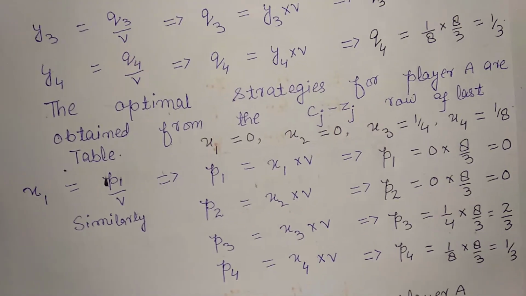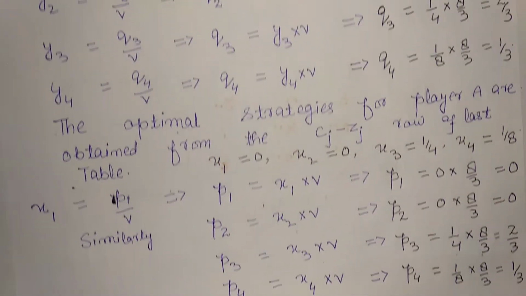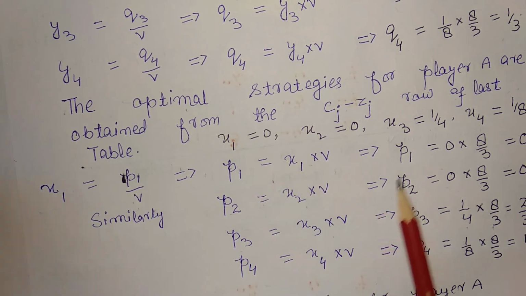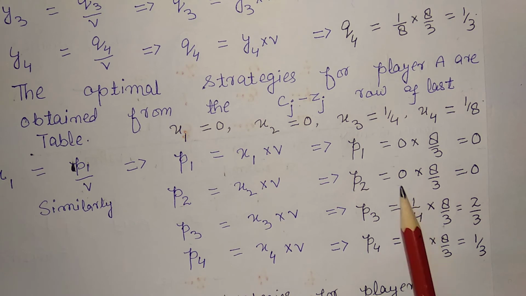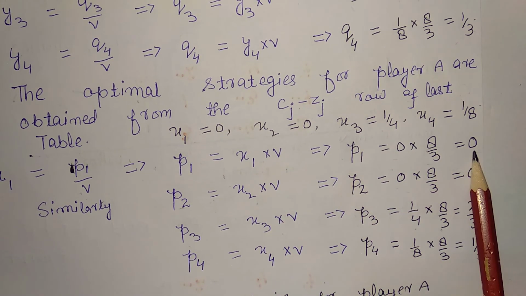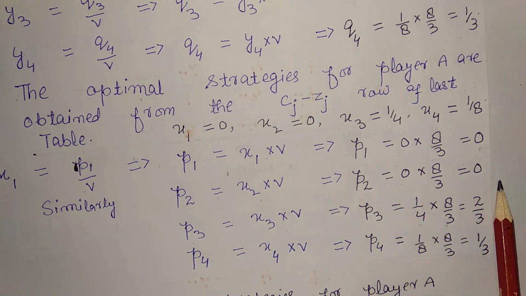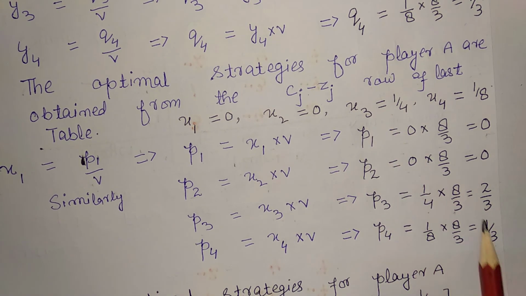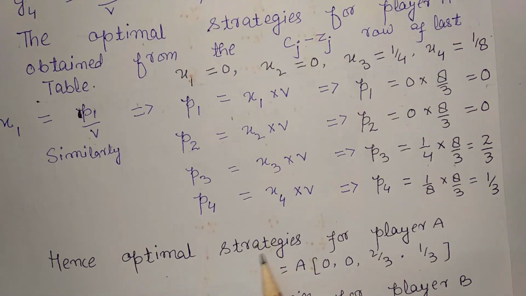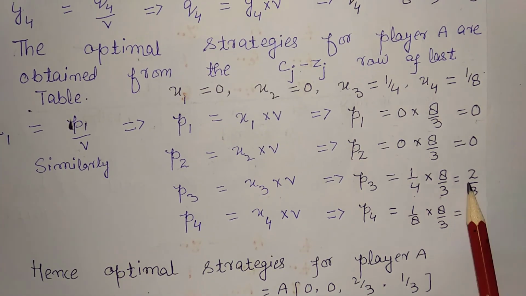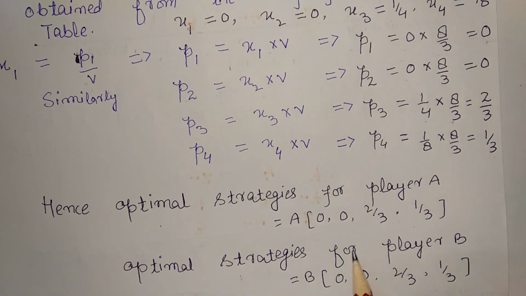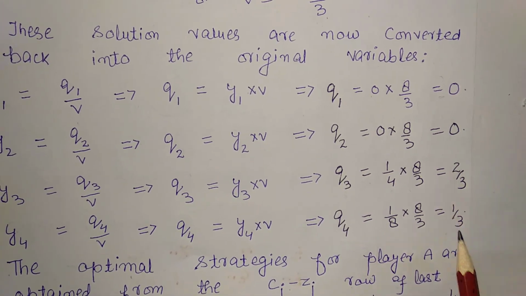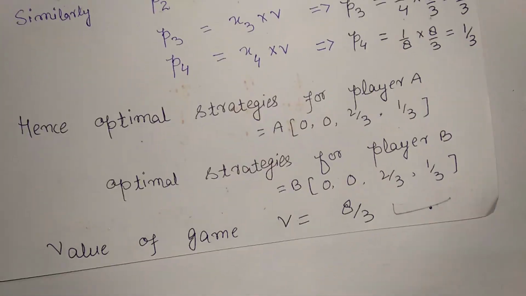As I had done, Y1 is equal to Q1 by V. Similarly, I will write x1 is equal to p1 by V, which implies p1 is equal to x1 into V. Now x1 is 0, and V is 8 by 3, so p1 is 0. Similarly, p2 will be 0. Similarly, p3 will be 2 by 3, putting the value of x3, which is 1 by 4. Then p4 will be 1 by 3. Hence, the optimal strategies for player A will be 0, 0, 2 by 3, 1 by 3. And the optimal strategies for player B will be the values of Q1, Q2, Q3, Q4, that is 0, 0, 2 by 3, 1 by 3. And the value of the game is 8 by 3.